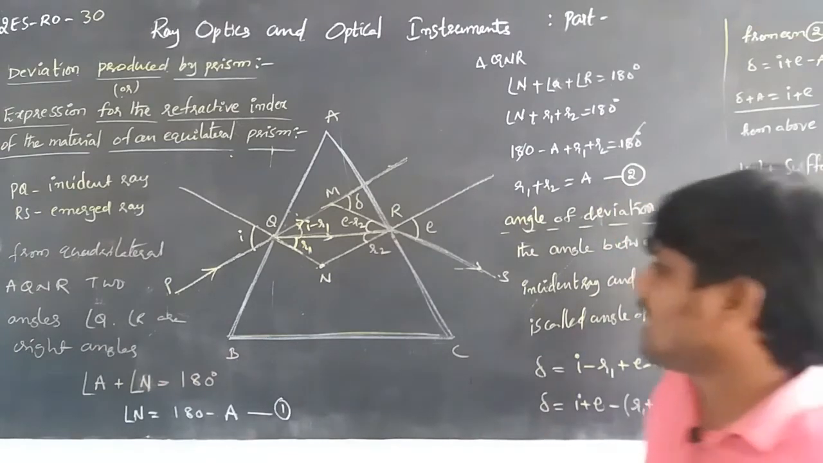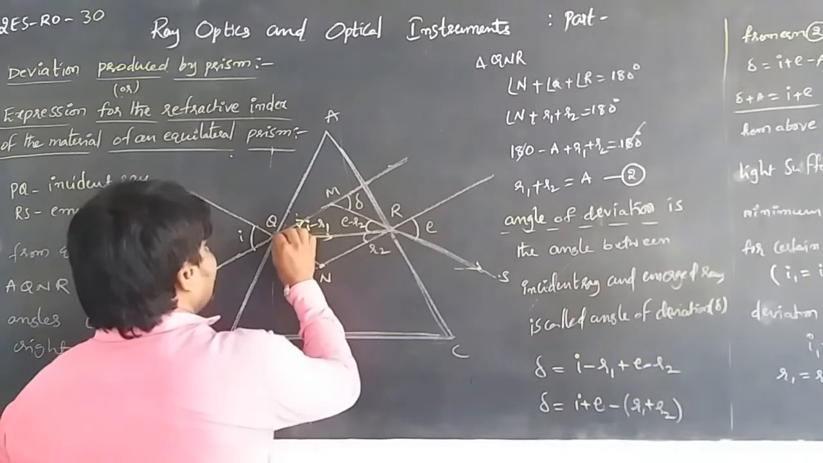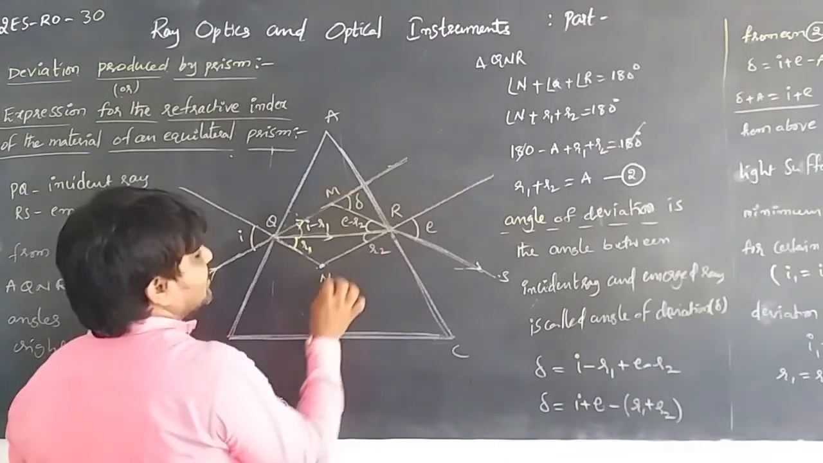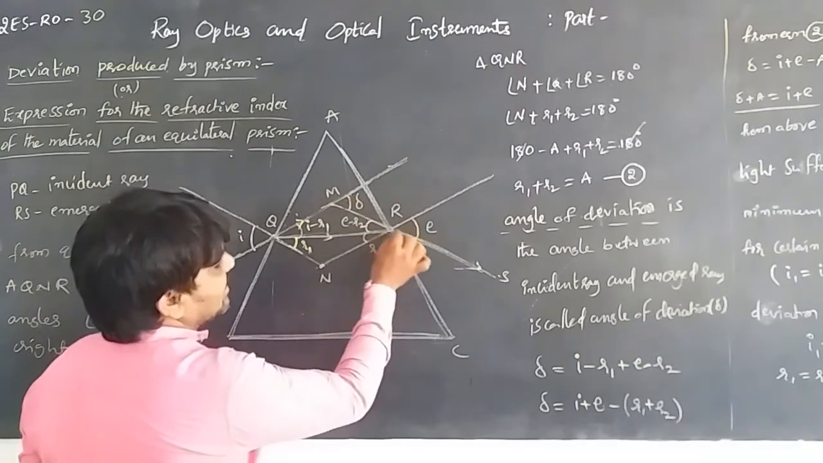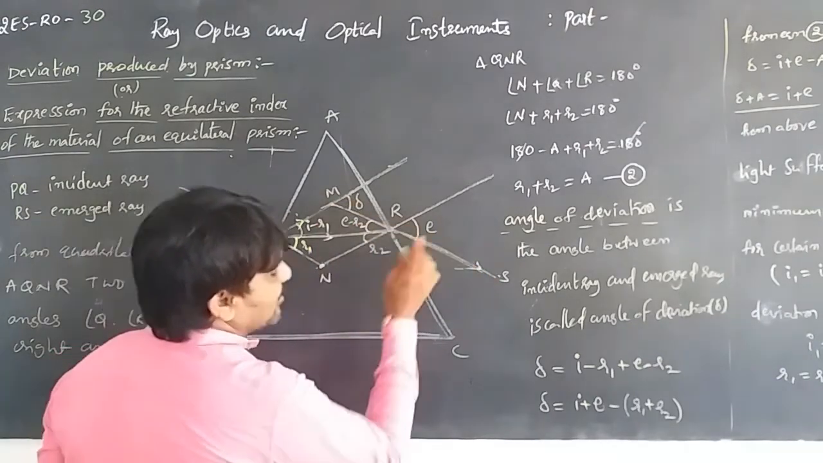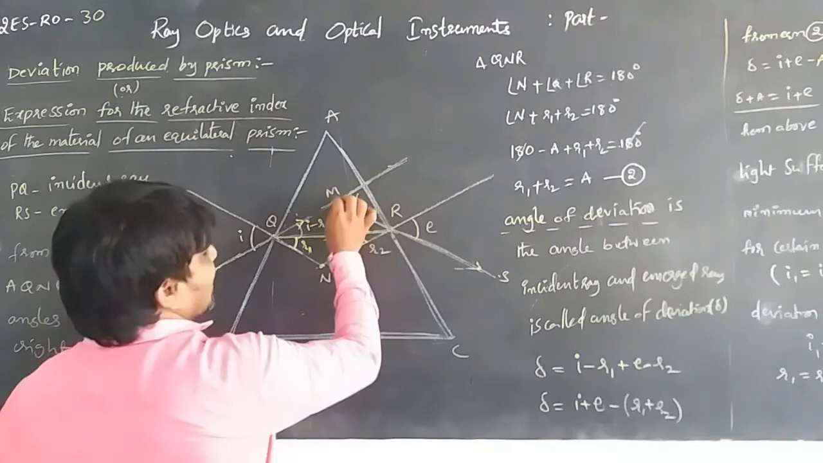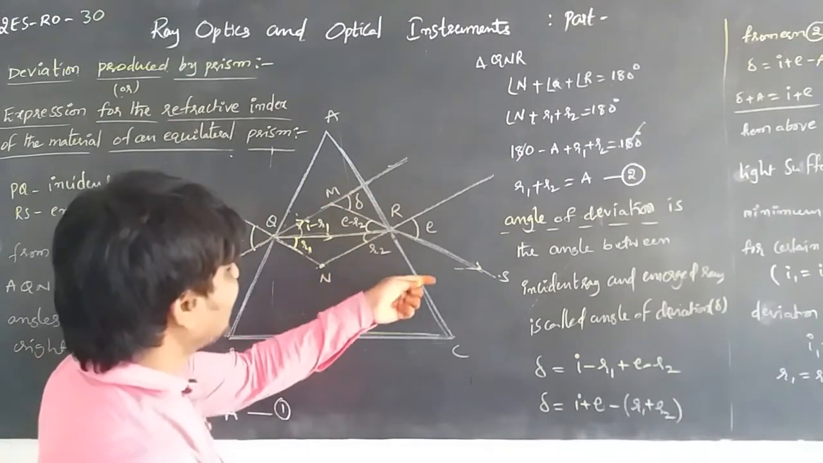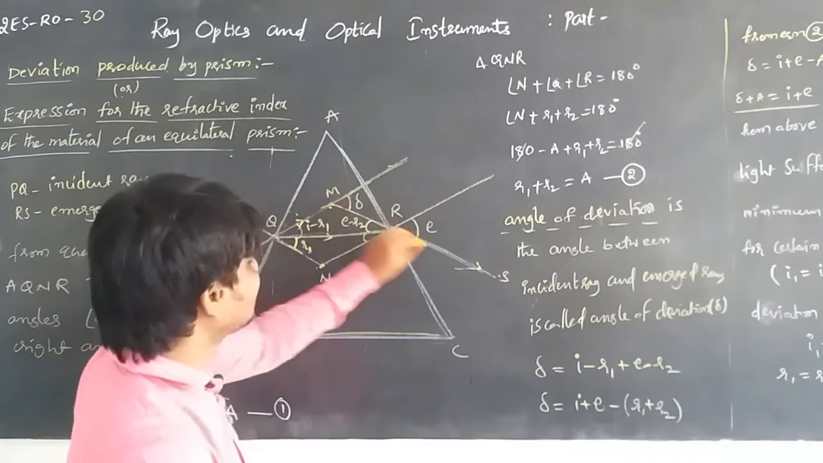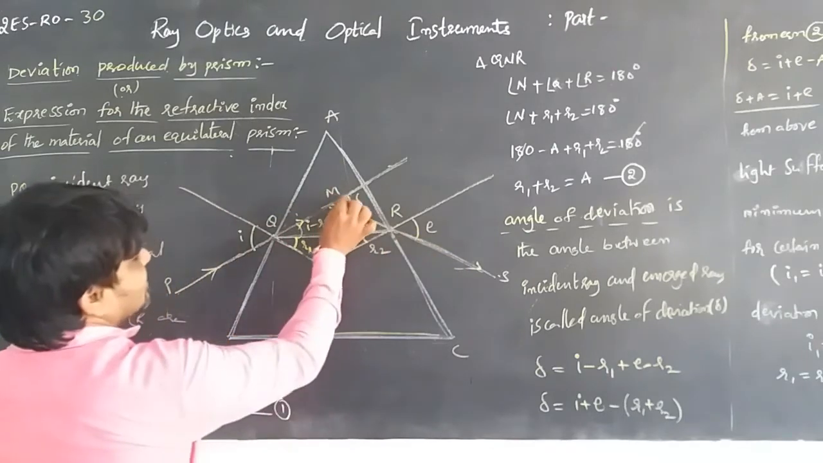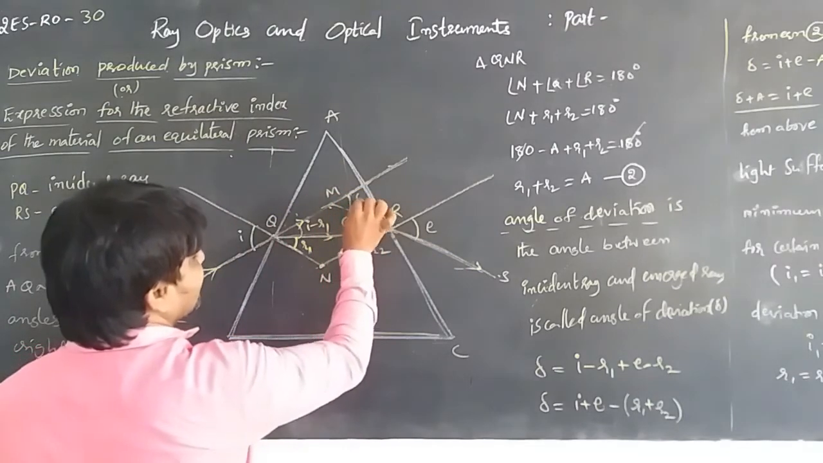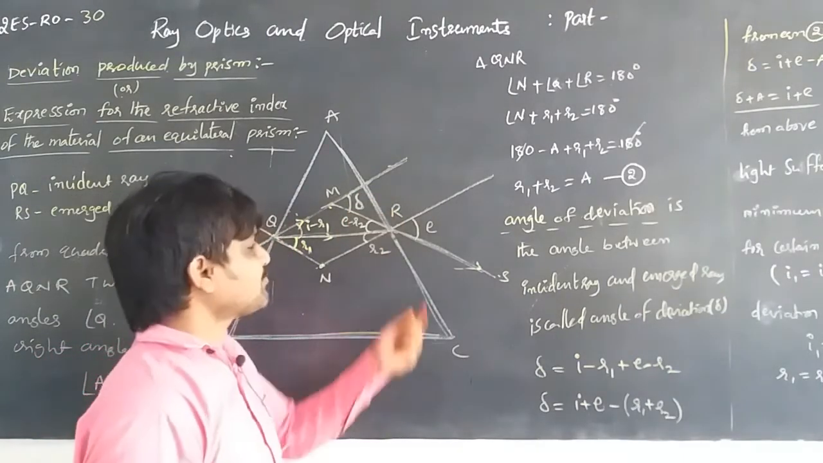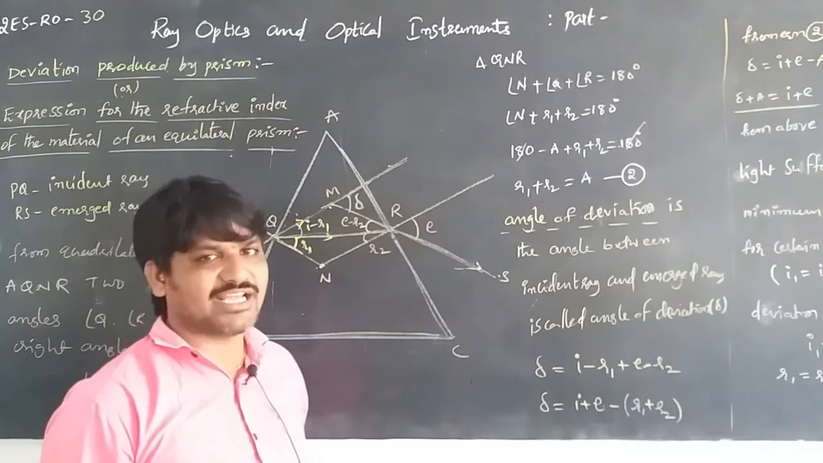Here, whenever there is no prism, light moves along a straight line. But in the case of the prism, the light has deviated and emerges in the emerged ray direction. So this is the incident ray, this is the emerged ray, and the angle between the incident ray and the emerged ray is called the angle of deviation.